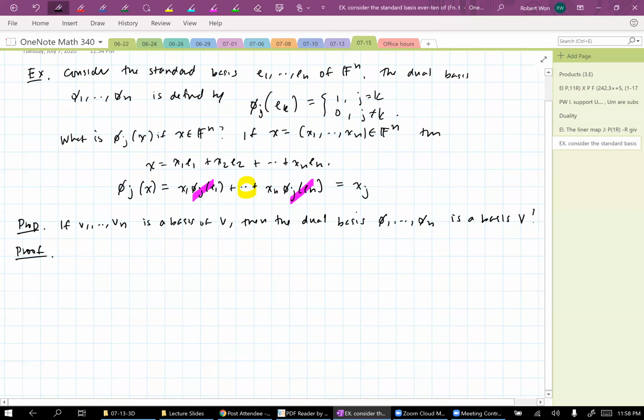Okay, so how can we prove this? These are definitely n elements of the dual space, and we know that the dual space has dimension n. So we can just check that phi 1 through phi n are linearly independent, because any n linearly independent elements in a vector space of dimension n are automatically a basis. We proved that. So it suffices to show that phi 1 up through phi n are linearly independent.